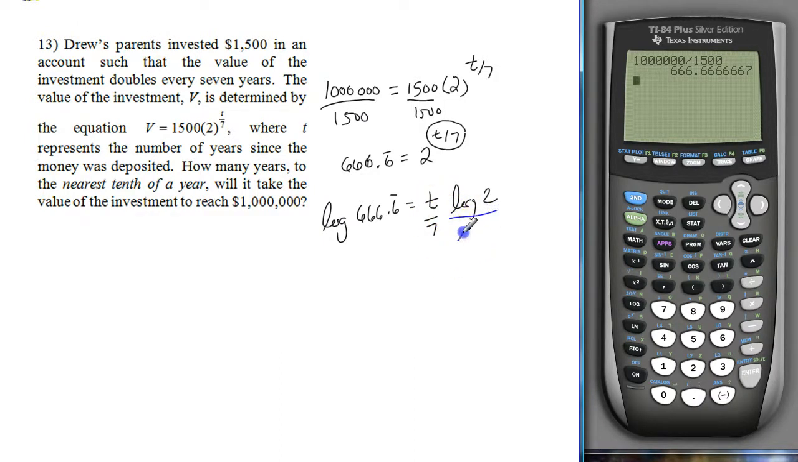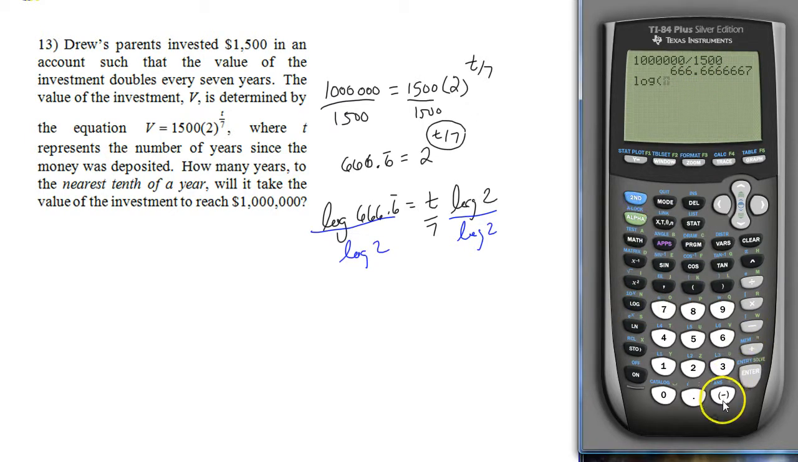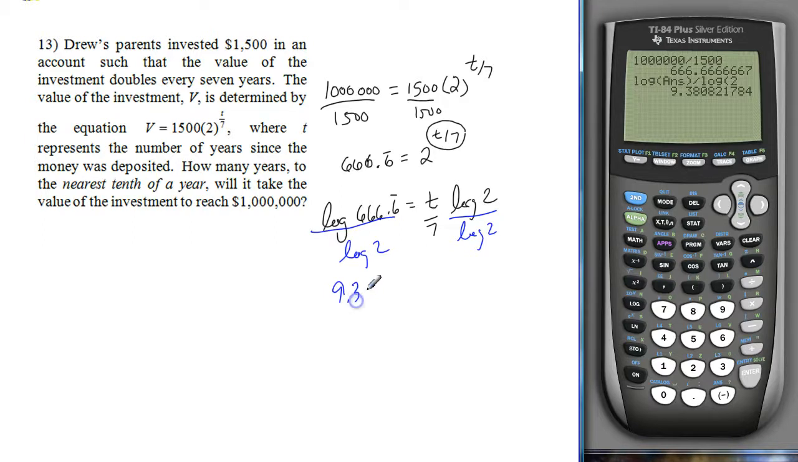But now let me get rid of this log 2 first. Notice I'm not rounding anything on my calculator. It's all still there. So what I'm going to do is press log answer. So that's log 666, 6 repeating, close parentheses, divided by log 2. I'm going to leave all the decimals in. You don't round until the very end. So now I have 9.3808, you know, keep on going, 21784 equals t over 7. Notice I'm not rounding.